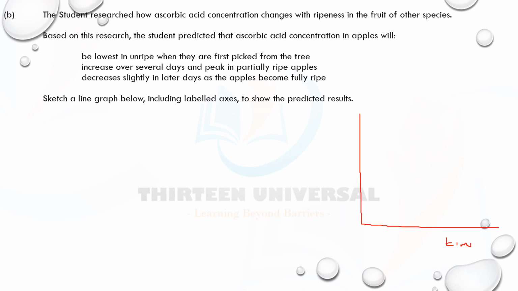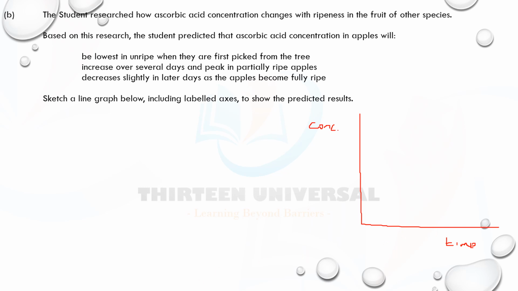Remember that when I pick time, I should put the unit, maybe days or hours. But you don't know it's days. Then here should be the concentration of ascorbic acid. I'm not going to write it fully because that is what we're measuring. That's the dependent variable, always on the y-axis, what you're measuring. We measure ascorbic acid, the concentration of ascorbic acid that's been affected. Time is what is affecting it. That's independent, time, always on the x-axis.